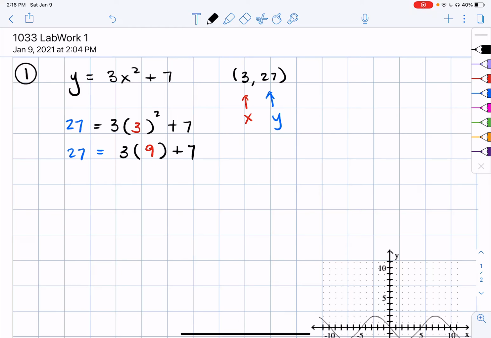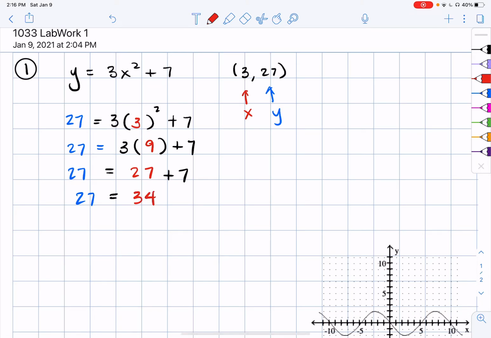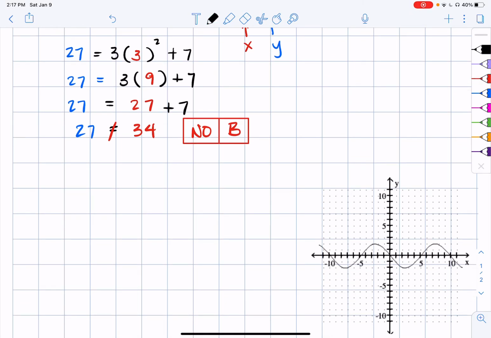So now I have 27 equal to 27 plus 7. So is 27 equal to 34? And the answer is obviously no. So that would be choice B. There you go. So there's choice B. All right, to number two.